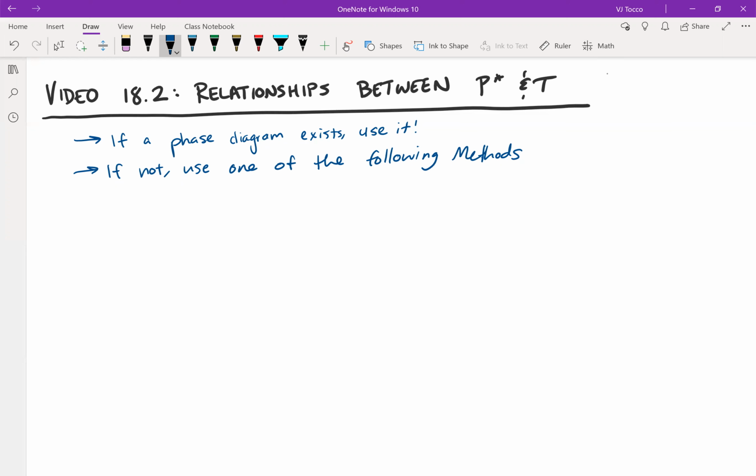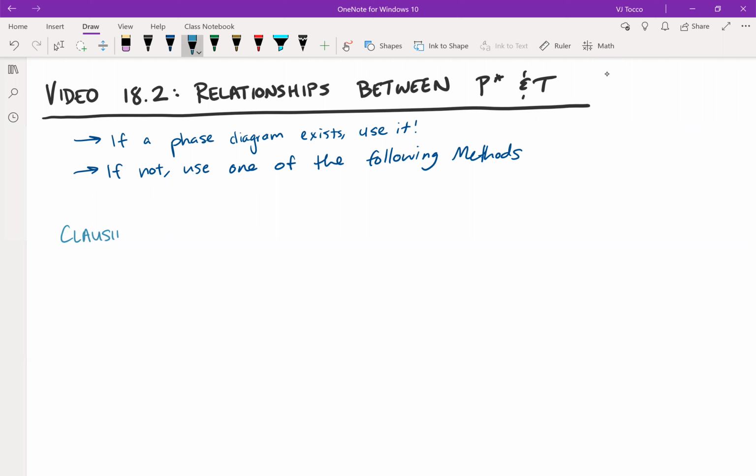What I told you in the last video still applies. If a phase diagram exists, or if you have access to that phase diagram, you'll definitely want to use that, because that is always the most accurate in terms of somebody actually studying it and telling you what the phase behavior is. But if not, you can use one of the following methods. I'm going to start off with the one out of the methods I'll talk about in this video that is actually the least useful, but it's important for deriving another more useful equation.